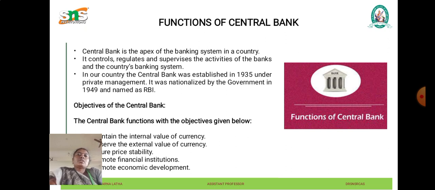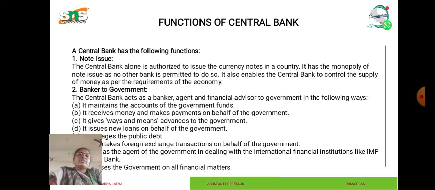Objectives of the central bank. The central bank functions with the objectives given below. It maintains the internal value of currency. It preserves the external value of currency. It ensures price stability. It promotes the financial institutions and also promotes economic development.